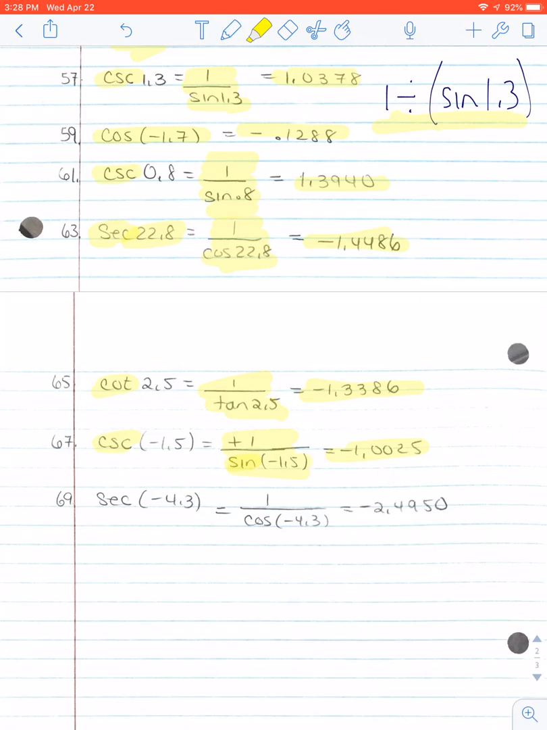Be careful because sometimes we make errors with that rounding. And then secant is the reciprocal of the cosine. So 1 divided by cosine of negative 4.3 will give us that answer.